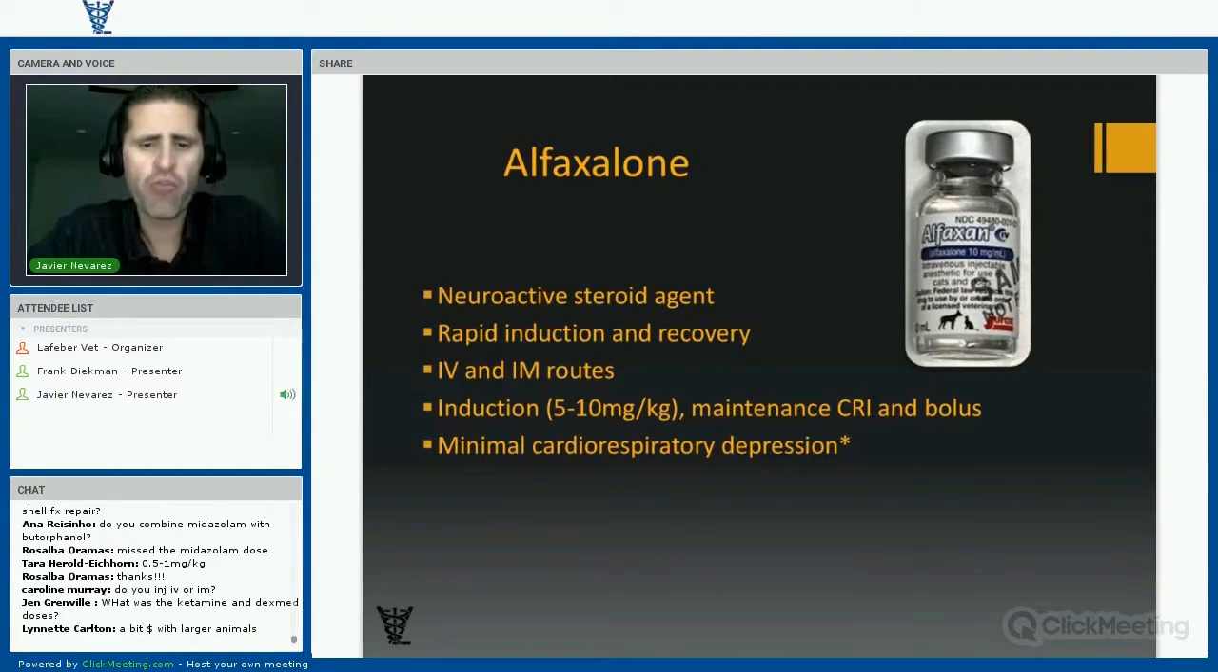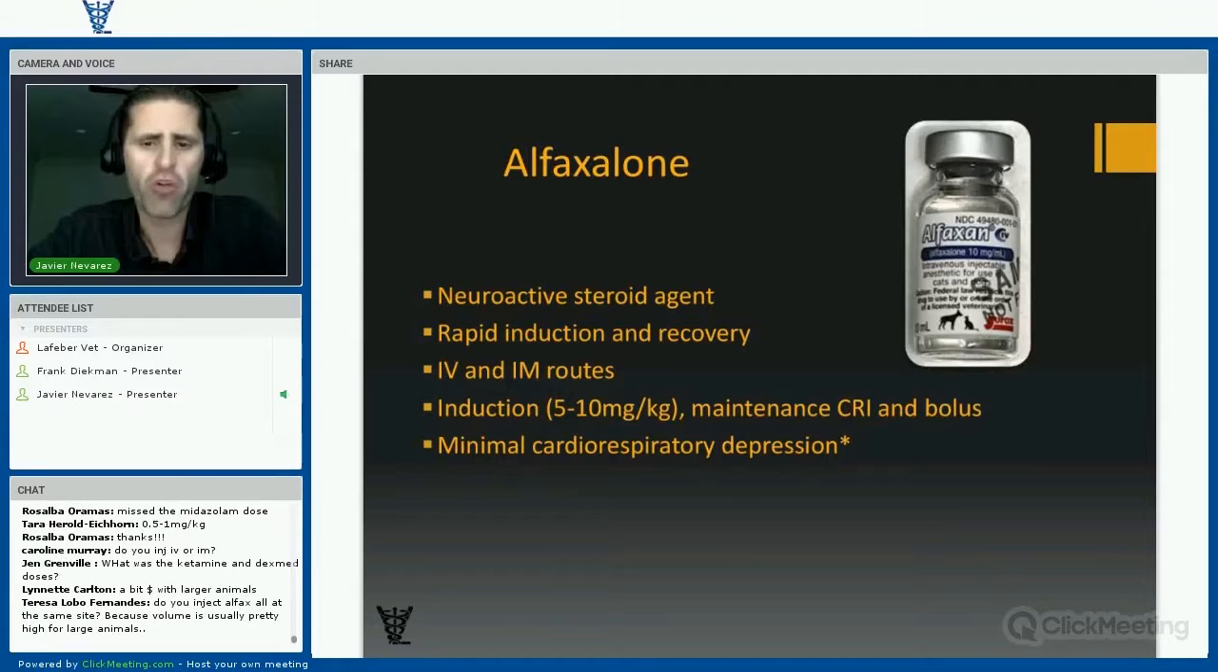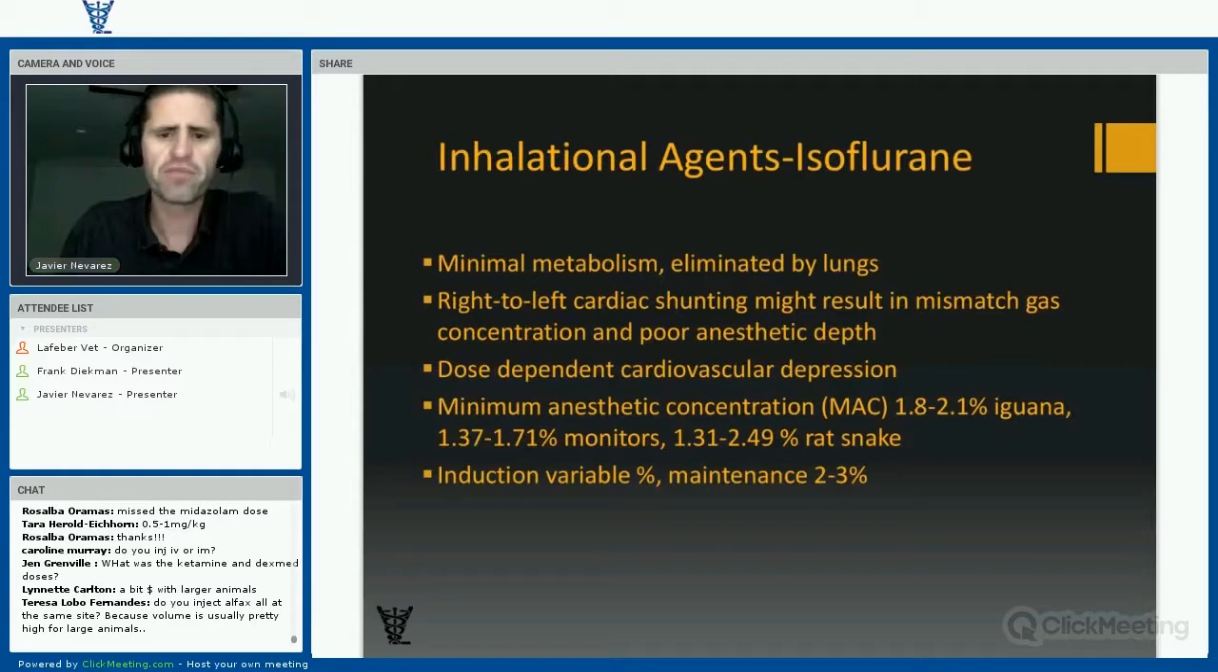So, while the cost is high, by the time you add up the cost of all the other drugs together and the volumes, alfaxalone sometimes comes out fairly comparable cost-wise to some of the other medications and some of the other combinations. And the cost of alfaxalone has come down a little bit also since it was back on the market, but it's still rather expensive.